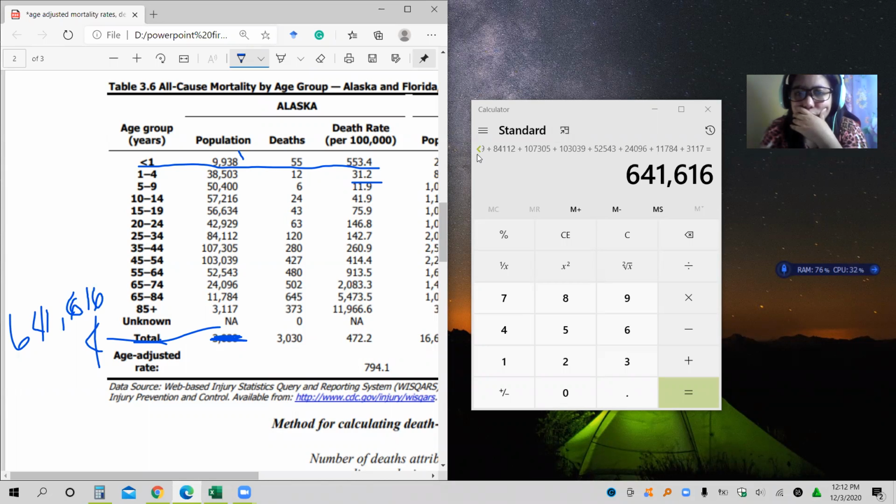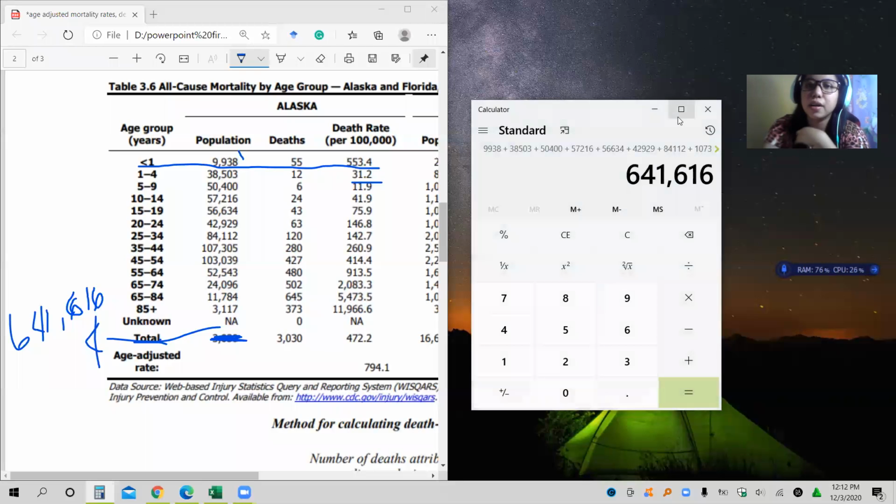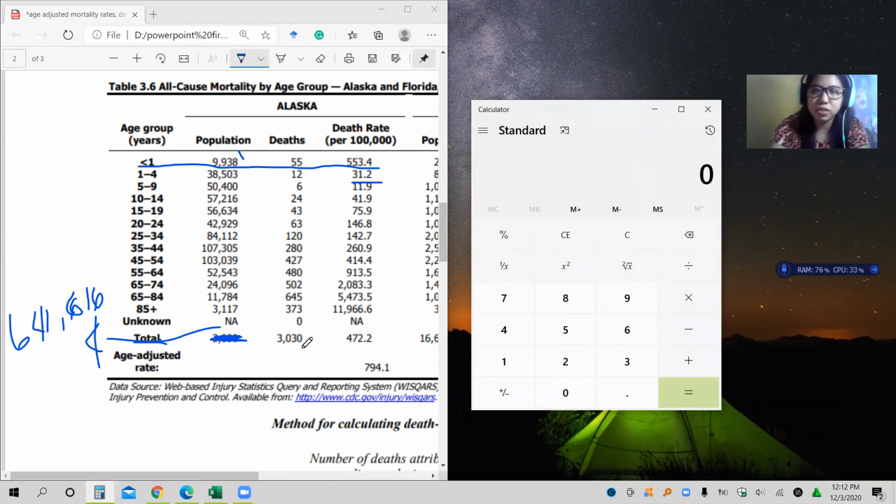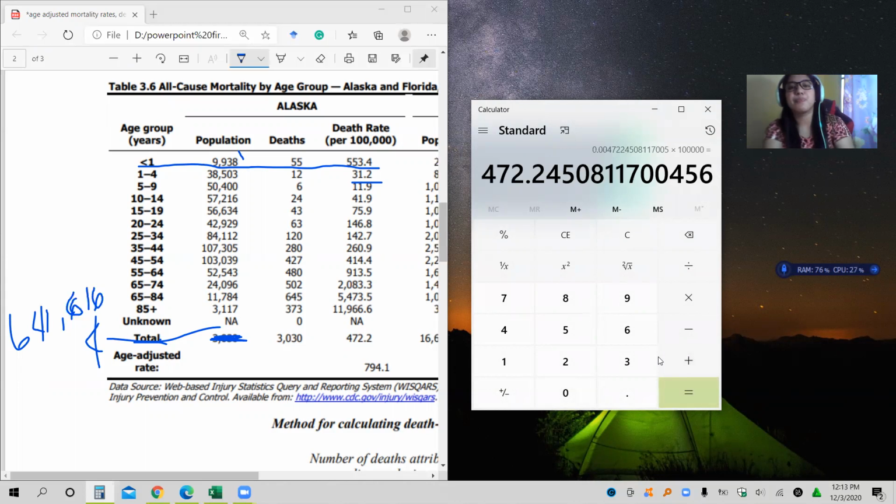Okay, so let us just double check the values. 9,938, 38,503, 5,040, 57. Or maybe we can proceed by dividing now the value. This is the total. Also if you add the total deaths, it's 3,030. So 3,030 over the population, 641,616, is 0.00472, because if you multiply this by 100,000, it is 472.2.